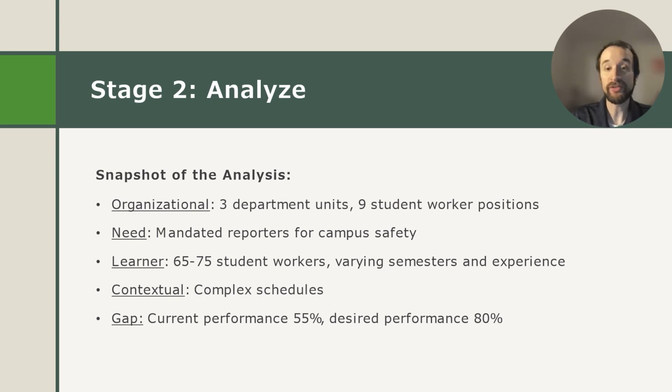One of the big challenges faced when creating the module was their complex schedules. Having 9 student worker positions and 65 to 75 student workers, the chances of them all being in the same room for a training was nearly impossible during the academic year. Each of the student workers follows different schedules. Some work from 8 to 10 a.m., some work from 7 to 10 p.m.